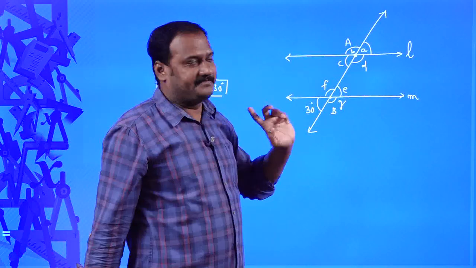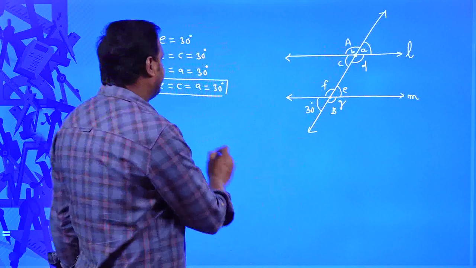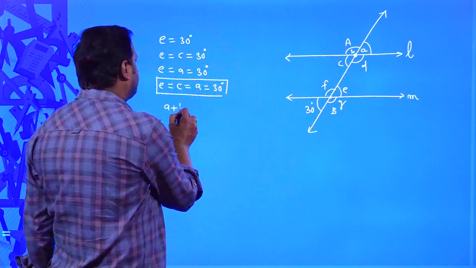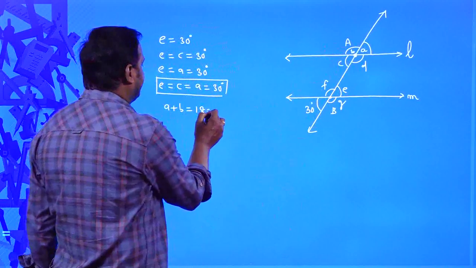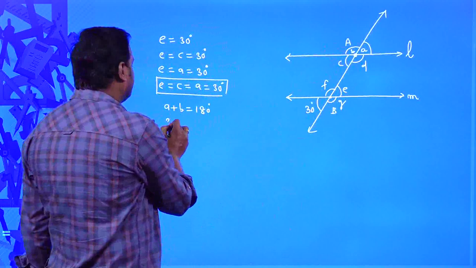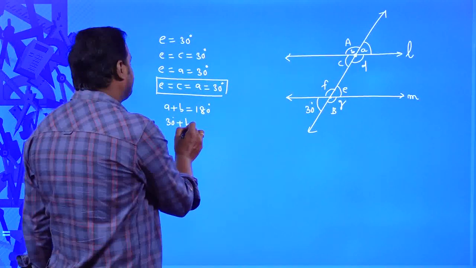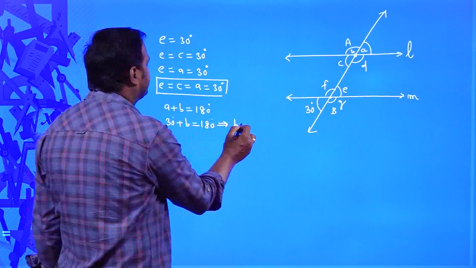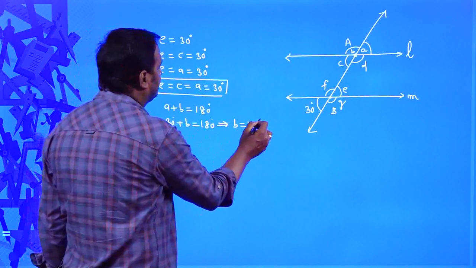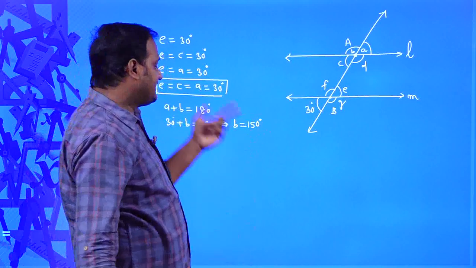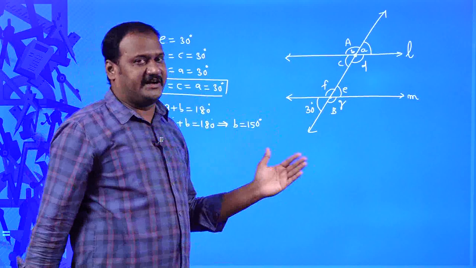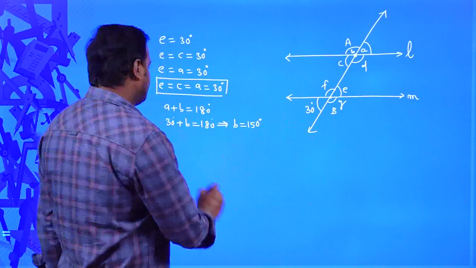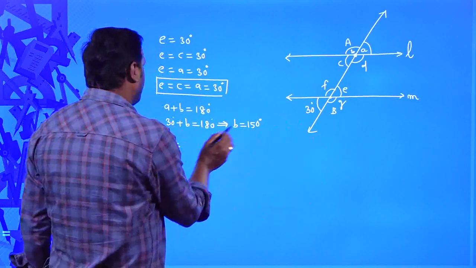What about B? Because A plus B is equal to 180 degrees, right? So, A plus B is equal to 180 degrees, a linear pair. A is equal to 30 degrees. So, 30 plus B is equal to 180 degrees. 30 plus how much is equal to 180? Yes, 30 plus 150 degrees is equal to 180 degrees. After getting the value of B, now you can find the values simultaneously. So, B is equal to 150 degrees, right?